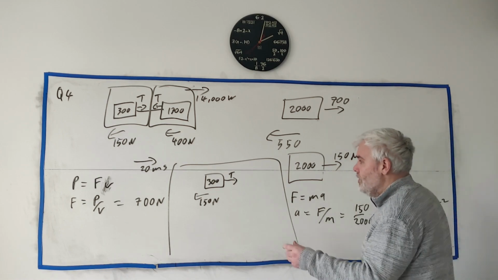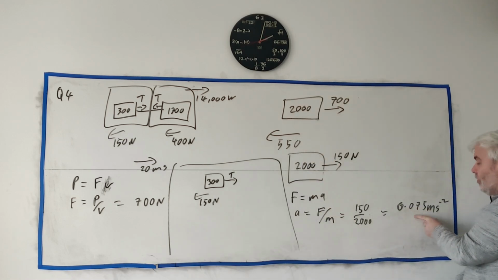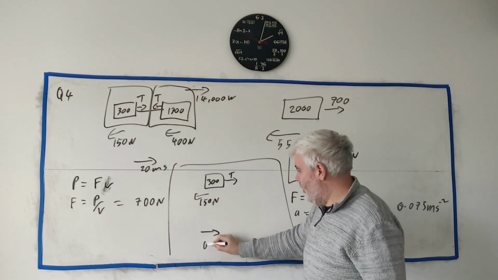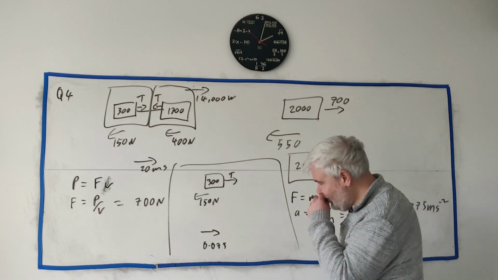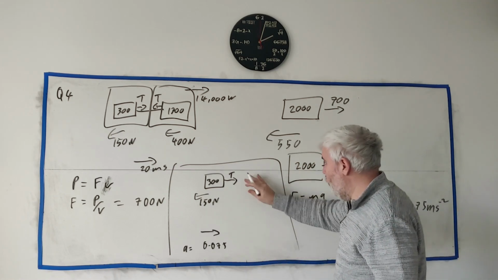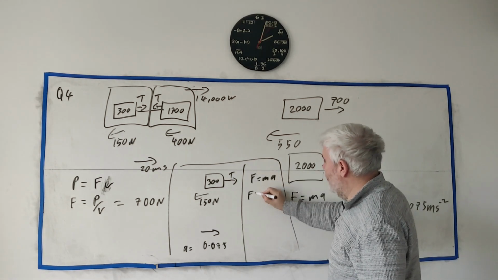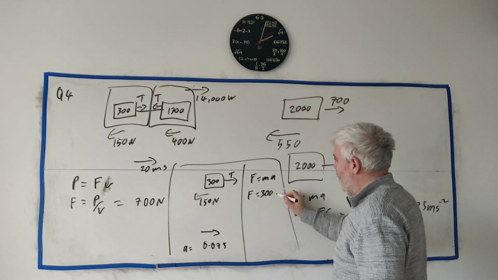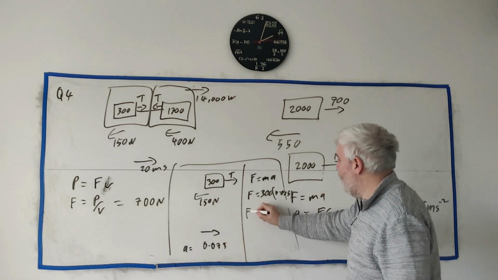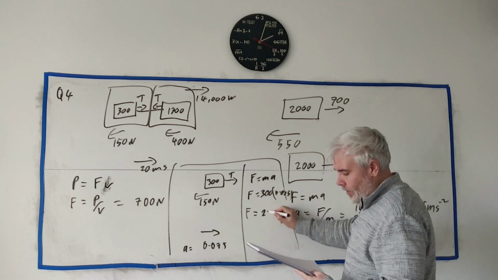150 newtons. But here's the thing. If this whole system is accelerating by 0.075, then the car is, and the trailer is, they're all doing it. The total acceleration here is 0.075. So that's a, and I know the total force. F is equal to ma, so F must equal 300 times 0.075. Sorry, I know you can't see that, but that's just this number here. Multiply these two together and we get F is equal to 22.5.